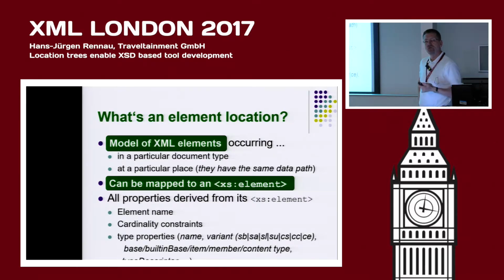So I would like to round off your understanding of location trees by taking a closer look at what an element location actually is. Intuitively, it's immediately obvious it represents an element as it appears in an instance document. But what's the nature of this entity? In fact, it is a model of XML elements. More precisely, it's a model of all XML elements which appear in a particular document type at a particular place. So all the elements represented by an element location have the same data path.